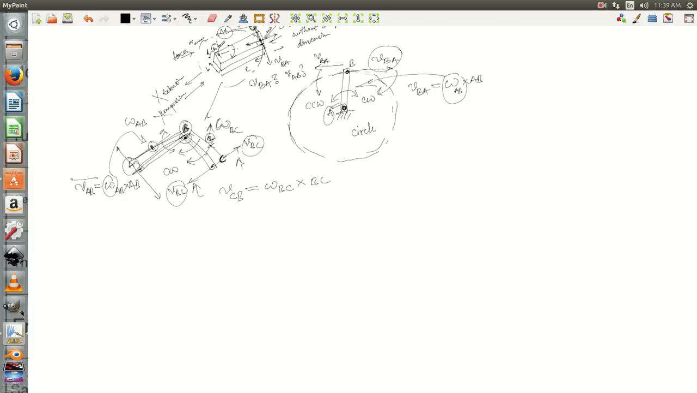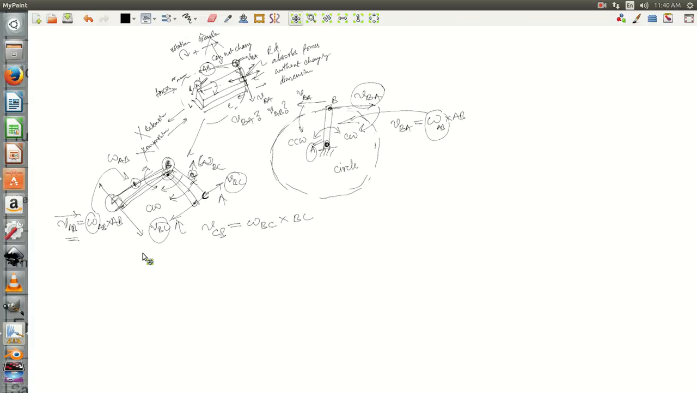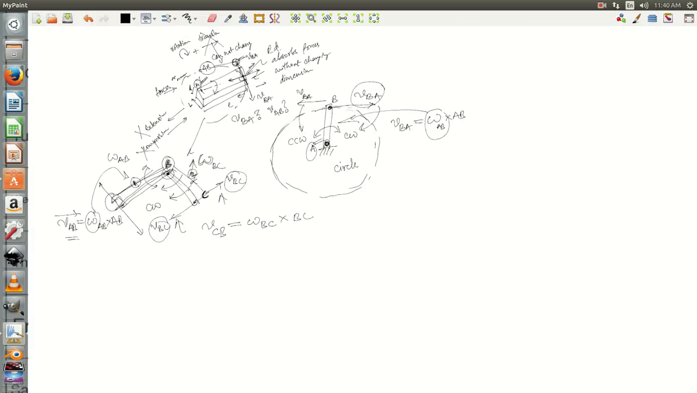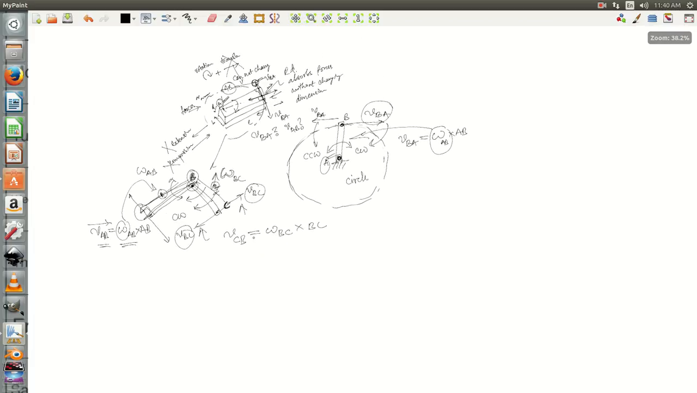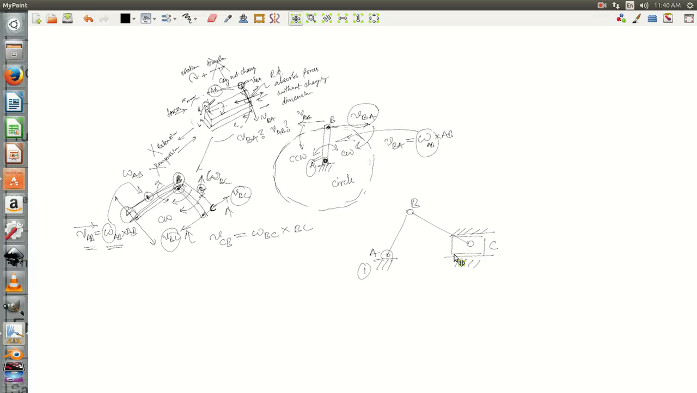And the direction of velocity of AB is given by the direction of angular velocity of AB. Now let us just have a simple case over here in which we have the system of links. This is a slider crank chain in which you have a link 1, it is your point A, this is your point B, and this is your point C.